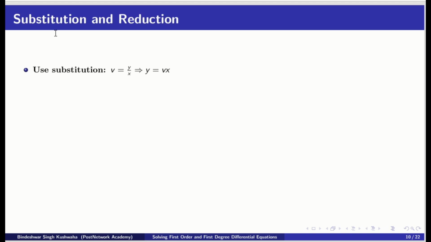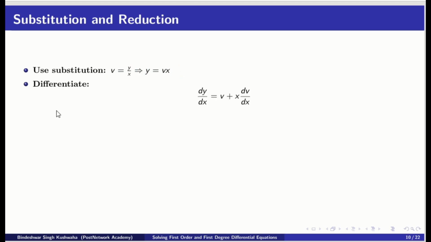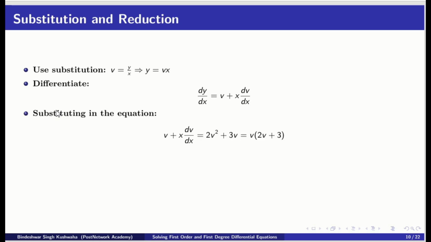So in these kind of equations we will put v is equal to y upon x, or y is equal to vx. So see that what will we get? We will get dy over dx is equal to v plus x dv over dx. Thereafter we will substitute in the equation. So we will get the following equation. Thereafter dv over dx.